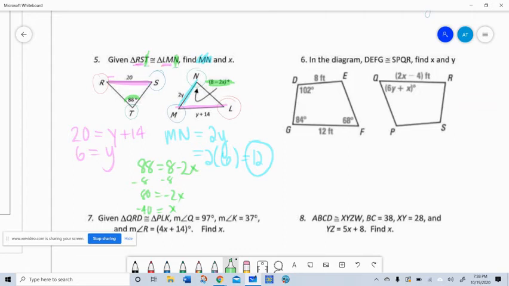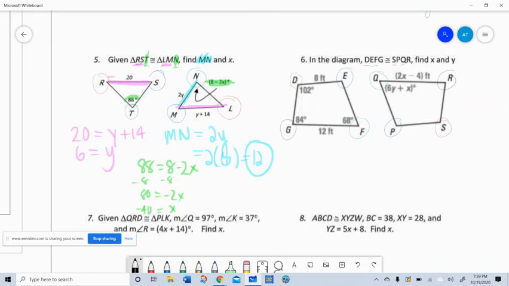Okay, let's have a look at number 6. We've got DEFG congruent to SPQR. So let's do some labeling. D matches up with S. E matches up with P. F matches up with Q. And R and G would match up.